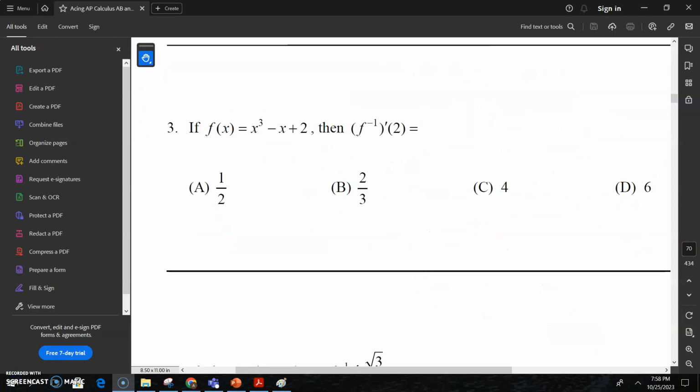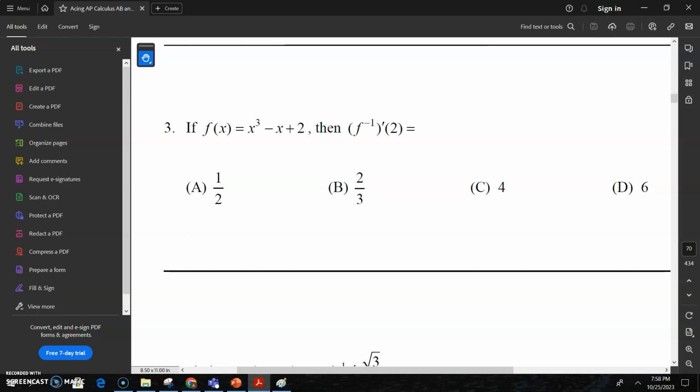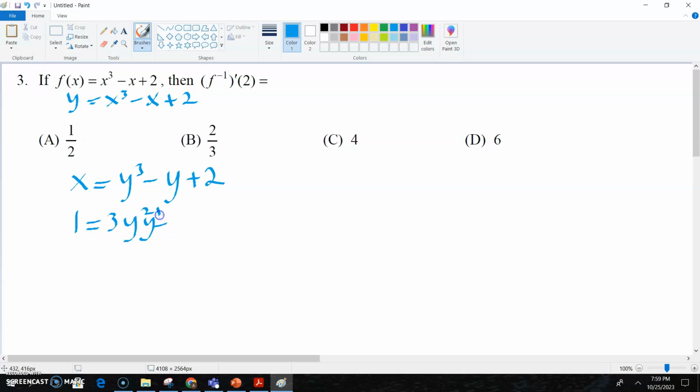All right, so here's a great one to try, right? If f of x is equal to x cubed minus x plus 2, then f inverse prime of 2 is what? Go ahead and pause the video, give it a try, and then take a look at how I do it. All right, so let's take a look. So we have y is equal to x cubed minus x plus 2. So inverting the roles, we get x is equal to y cubed minus y plus 2. The derivative is 1 is equal to 3y squared y prime minus y prime, just like so.